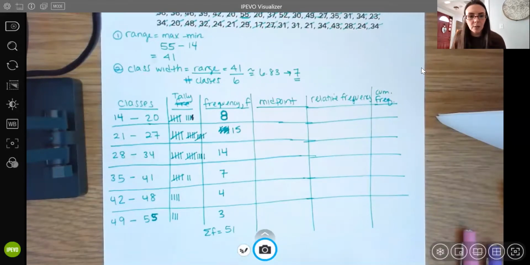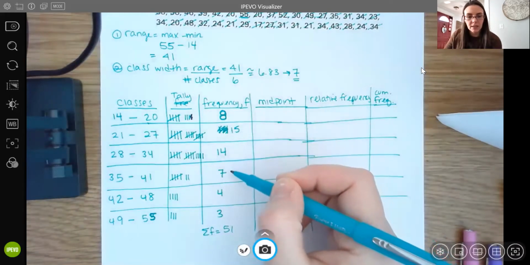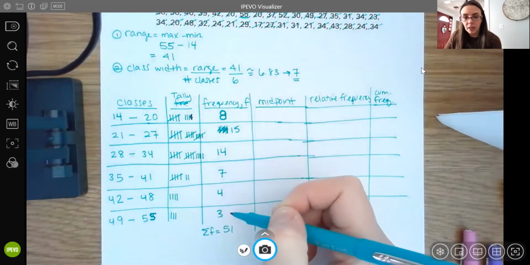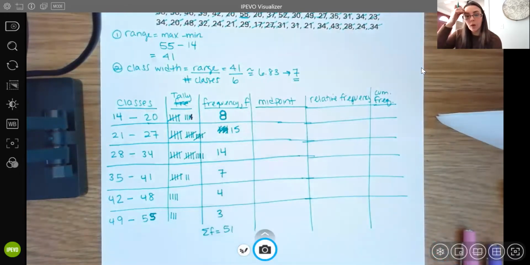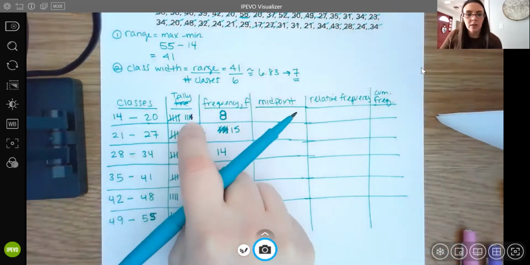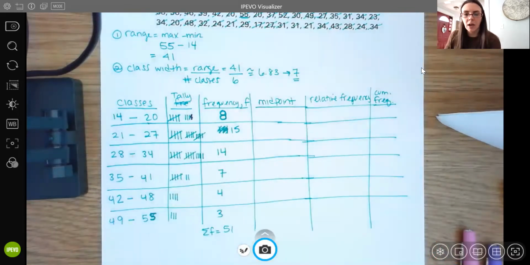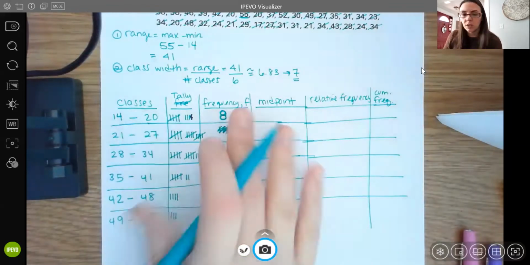Okay, so I finished my counts, and what I got for total in the first class was 8, 15, 14, 7, 4, and 3, which does add up to 51. Now, when you're adding up to 51, that is a good check to make sure you didn't miss something, but it still doesn't mean you made a mistake. So if you notice here, even myself, when I first counted, I had an extra number here in the first class, and then I caught it. I caught that I had put it in the wrong class by accident. So I was able to fix it, but just be careful.